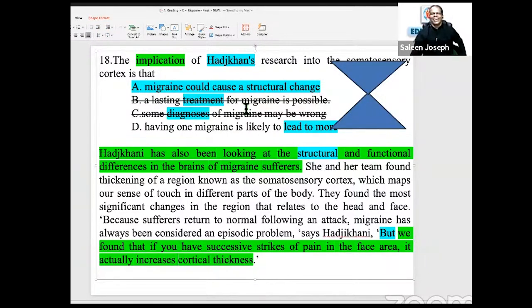Now here she and her team found thickening of a region, see, thickening. What is thickening? Structural, right? Which maps our sense of touch in different parts of the body. They found the most significant changes in the region that relates to the head and face. Head and face, structural, right? Following a migraine attack. That is being repeated: structural, thickening, the cortical thickness, structural and functional differences. If you don't enjoy this, what else can you enjoy? For such enjoyment for months together, you should pay more to OET for giving such sweet, nice paragraphs.